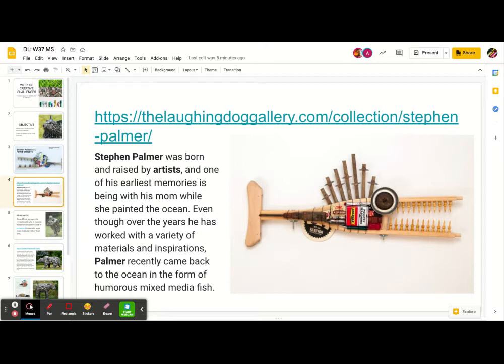But just reading this, Stephen Palmer was born and raised by artists, so both parents were artists. One of his earliest memories is being with his mom while she painted the ocean. Even though over the years he has worked with a variety of materials and inspirations, Palmer recently came back to the ocean in the form of humorous mixed media fish.